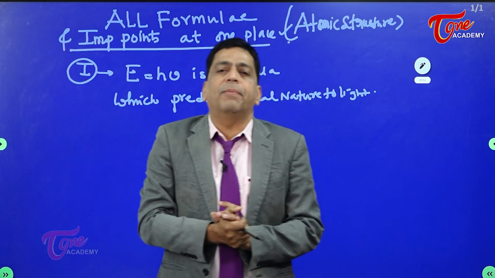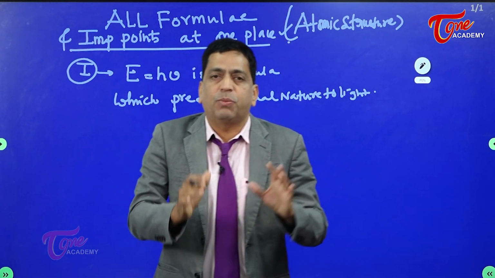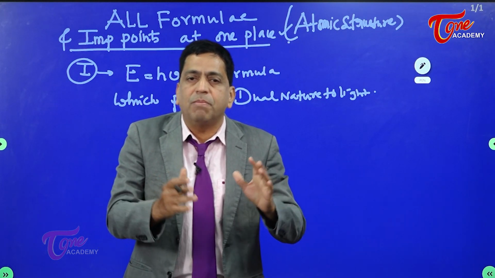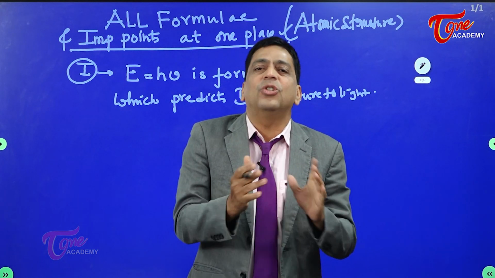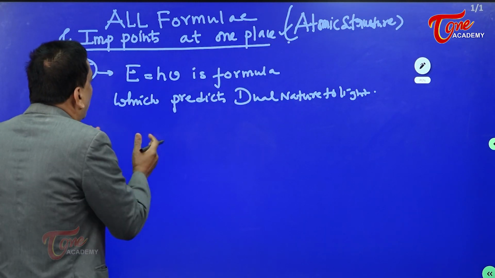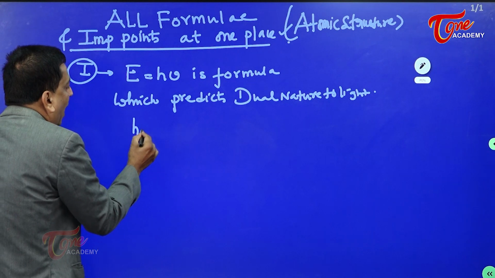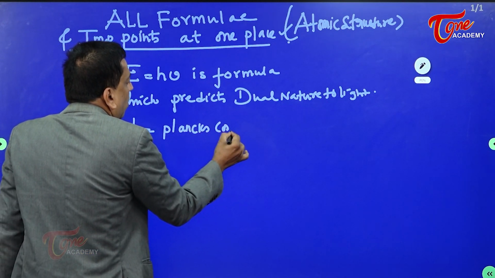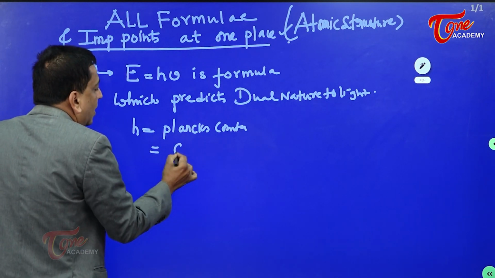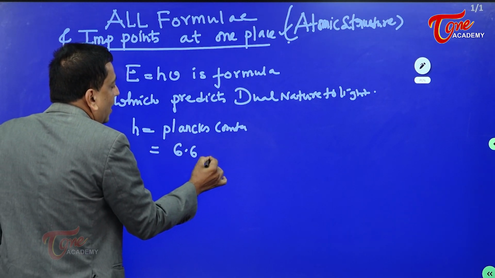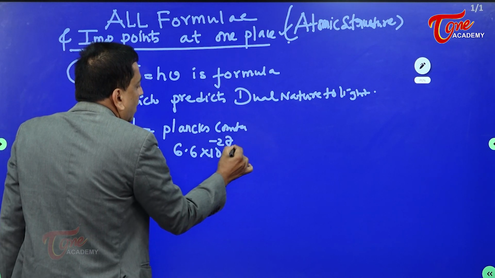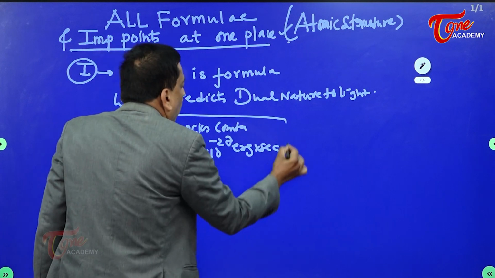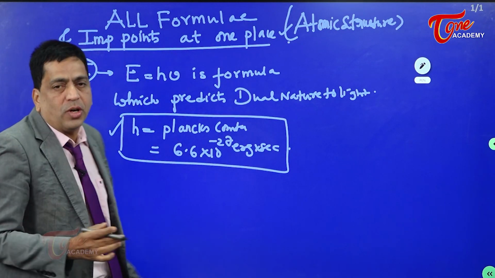Which of the following is the equation which predicts dual nature of light? If it is asked in the exam, the answer must be E is equal to h nu. In it, h is Planck's constant, whose value is 6.6 into 10 power minus 27 ergs into second. You must understand that this is the value of Planck's constant.